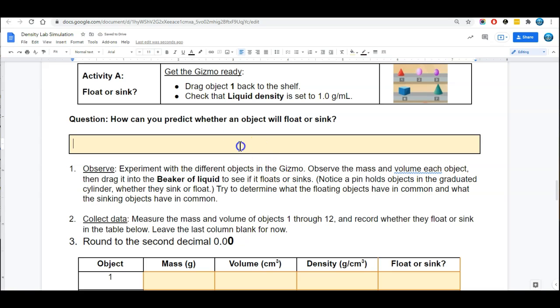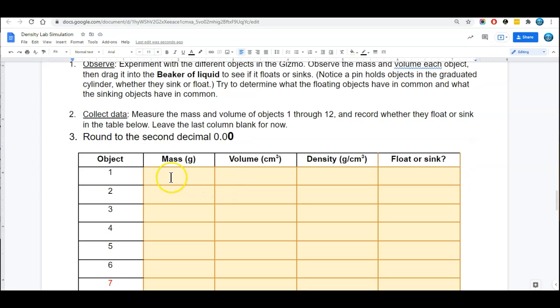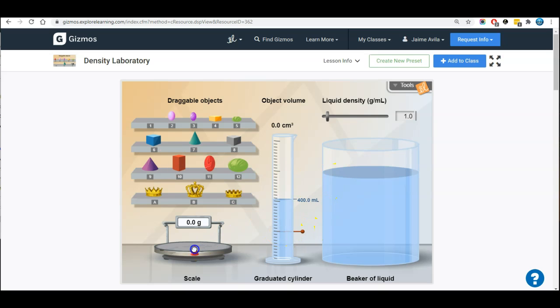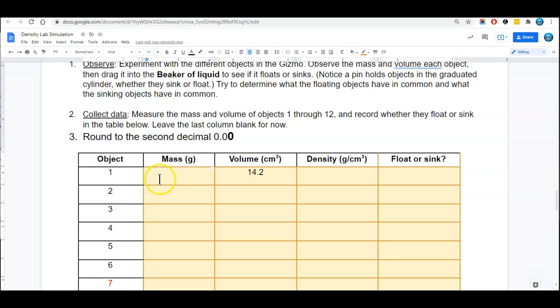All right, how do you know if an object is going to sink or float? If the object is greater than 1 gram per centimeter cubed, it's going to sink. If it's less than 1 gram per centimeter cubed, it's going to float. Over here, these are very simple. We already know the volume of object 1 is 14.2. Then we need the mass. Come back here, take it out, put it on the scale. Put in 19.5. Since I have the units up here already, I don't need you to rewrite the units.